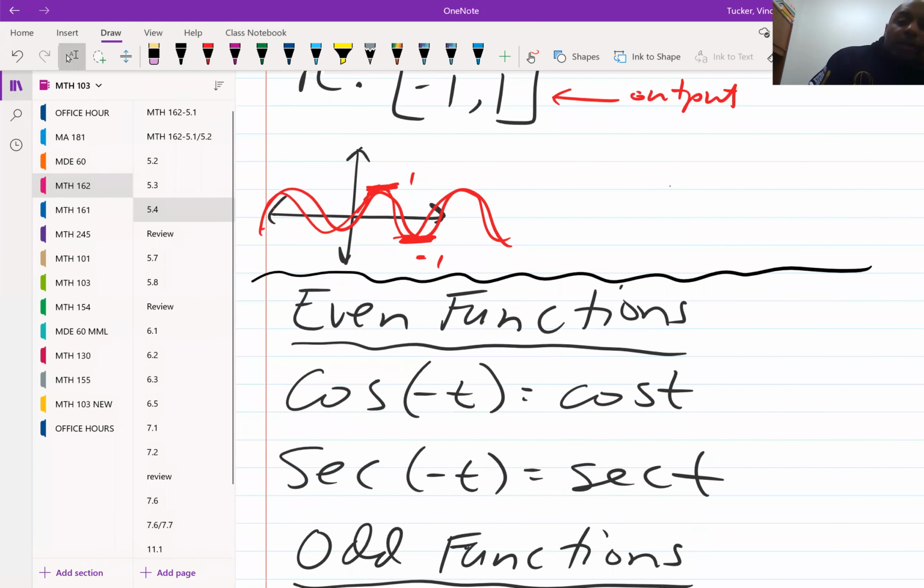All right. So we have two even functions, the two inverse functions, cosine and secant. Basically, if you were to plug in -t, the answer for cosine of -t is the same thing as the answer for cosine of t. Same thing when it goes to secant. So they're considered even functions.